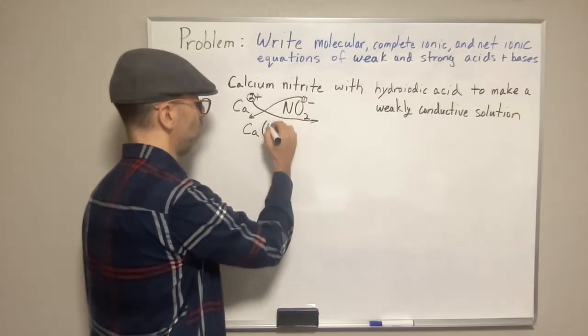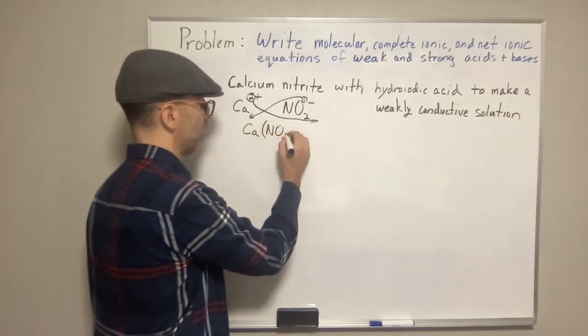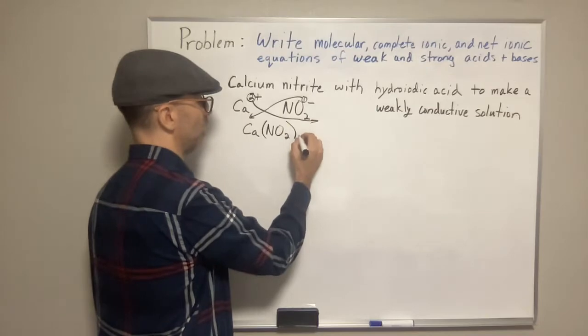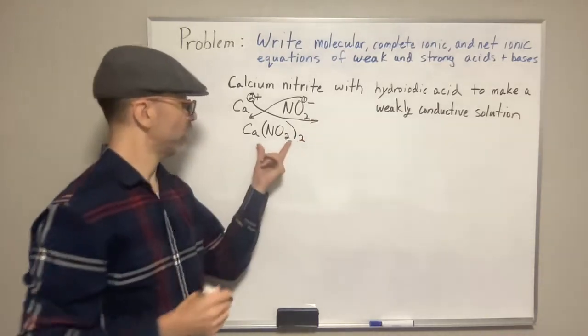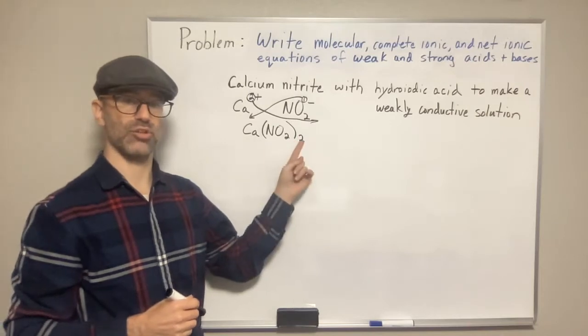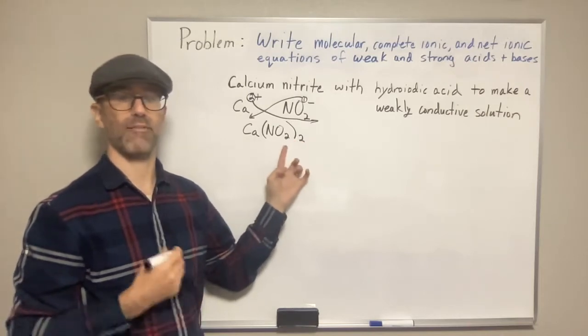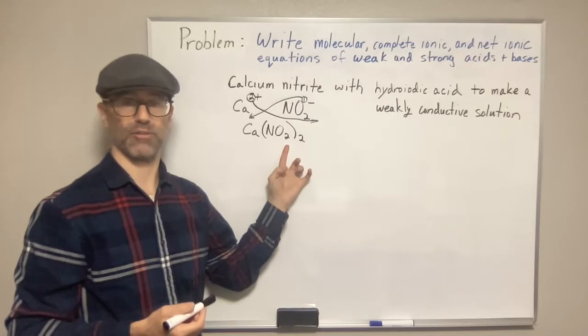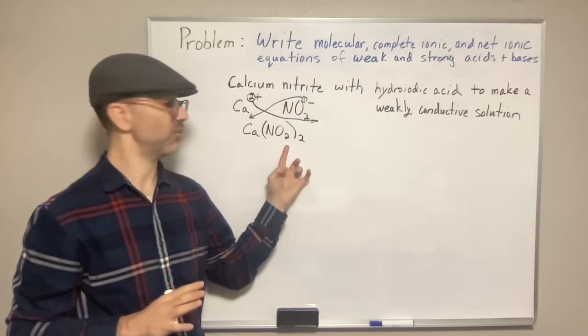Anytime you have more than 1 polyatomic ion, you're going to need to use parentheses. So here I have the nitrite ion in parentheses, and I have the 2 on the outside. If you only have 1 polyatomic ion in your formula, don't use the parentheses.